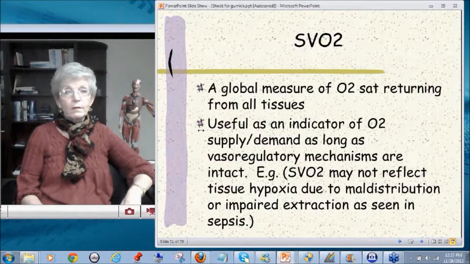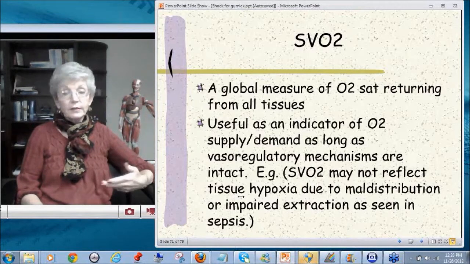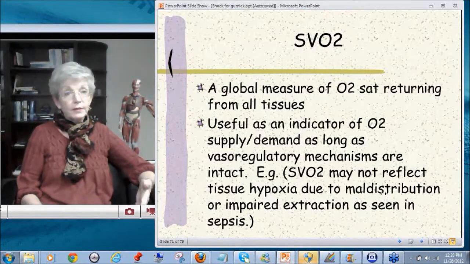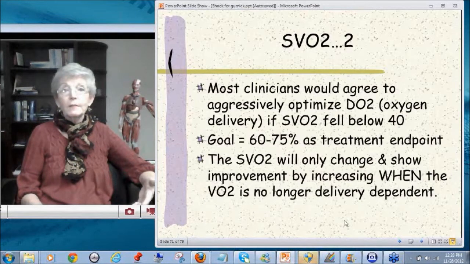The SvO2 is a global measure of oxygen returning back to the heart from all the tissues. And it's useful as an indicator of supply and demand of oxygen as long as the body's basically pretty normal and your vasoregulatory mechanisms are intact. So again, an SvO2 is helpful in some ways, but it might not tell you that you've got some tissue and cellular hypoxia going on in some areas of the body because of maldistribution of blood flow in sepsis and in shock, or impaired extraction by the cells. They want it, but they have impaired extraction and ability to use it.